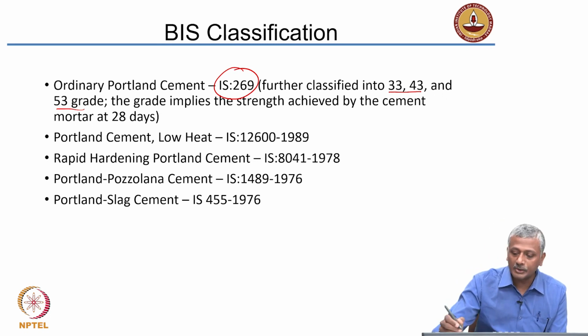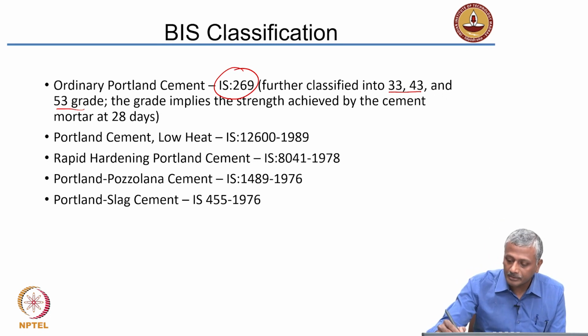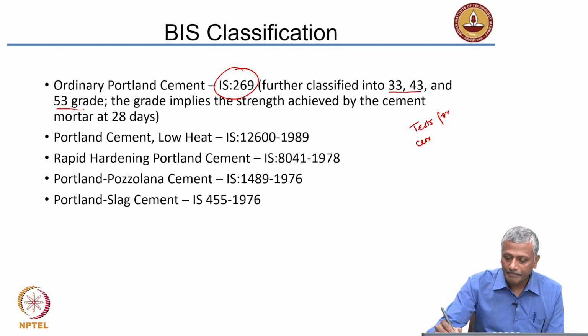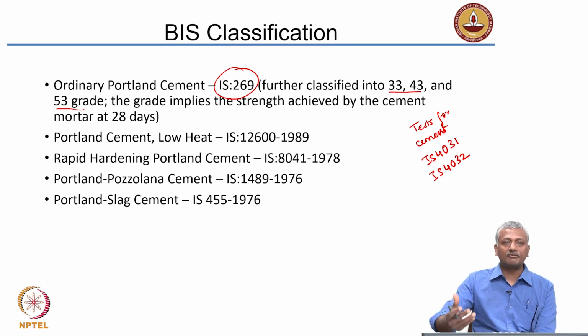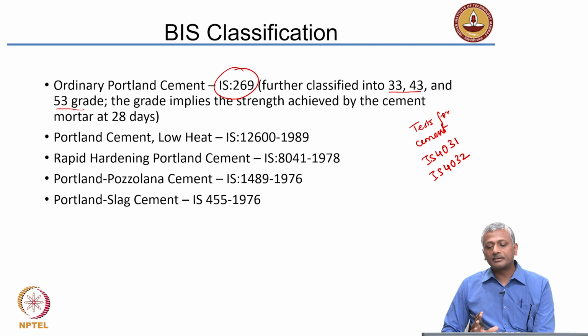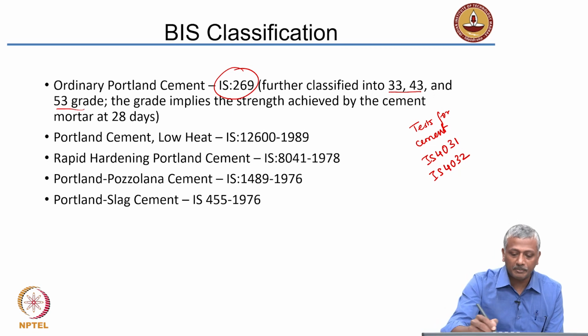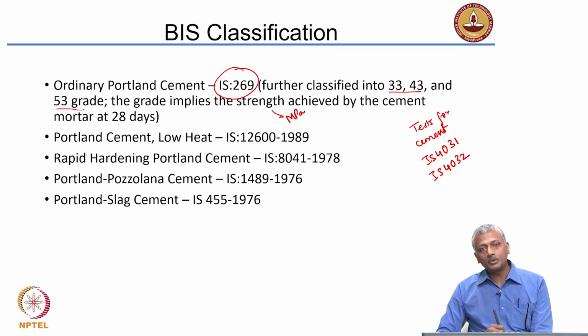I should also tell you that the tests for cement are covered in IS 4031 and IS 4032. One is related to physical properties involving specific gravity, fineness, compressive strength, etc. The other is chemical properties, how to determine the oxide compositions and so on. So 33, 43 and 53 grades refer to the strength in megapascal. The grade implies the strength in megapascal achieved by the cement mortar at 28 days.